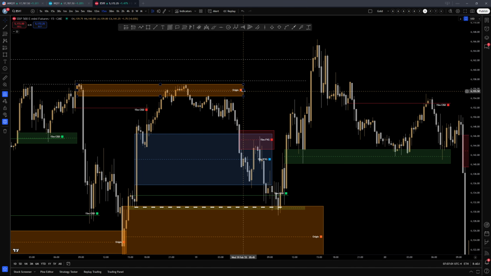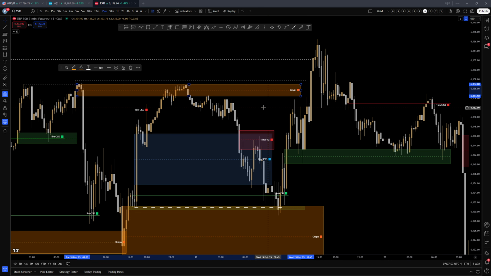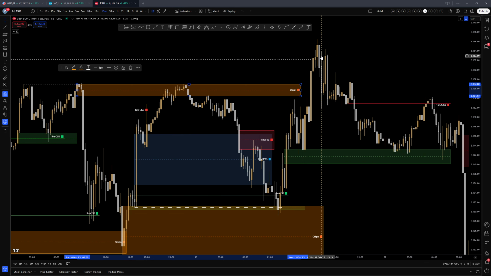We come into this origin again by the looks of it, or almost, not quite, back into these order blocks, and then we drop back down to internal, we come from the fair value gap and we go to external, and so on, and it goes on and on.